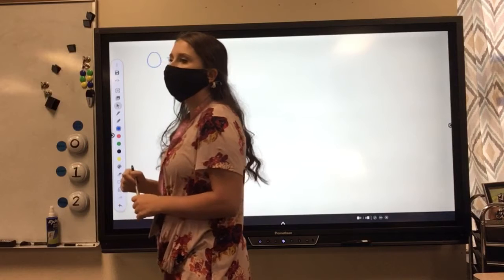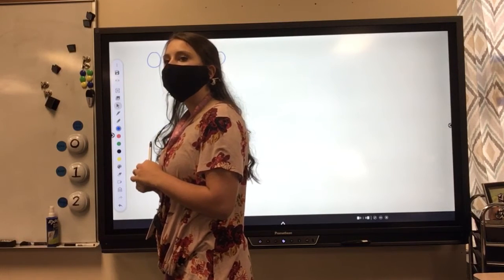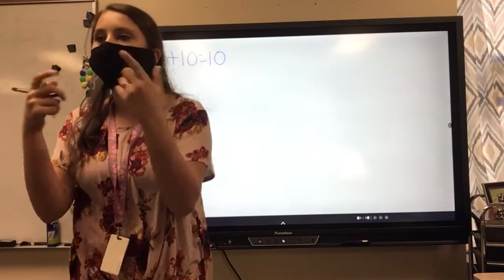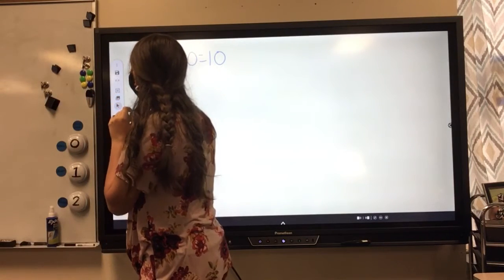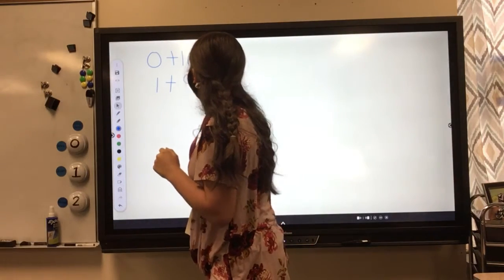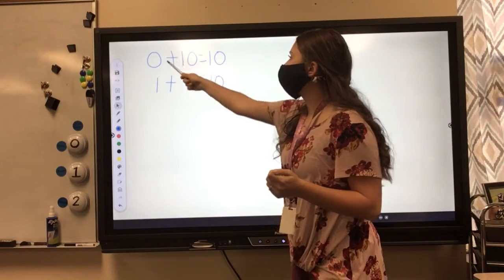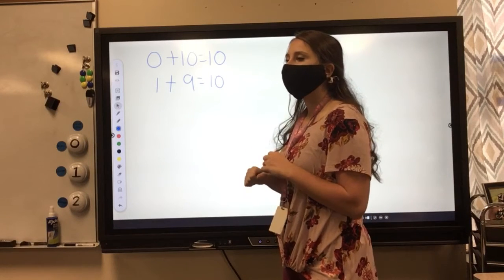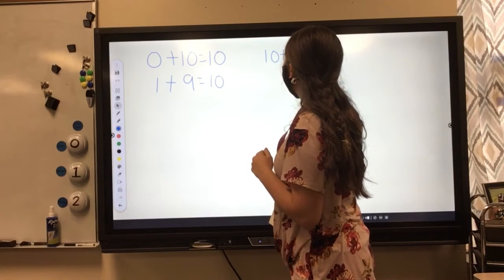Let's just go in order. We have 0. What comes after 0? Count, start at 0 and then count up. 1. Okay, so 1 plus what? 1 plus 9 equals 10. What's the turnaround fact for that, Hadley? 10 plus 0 equals 10.